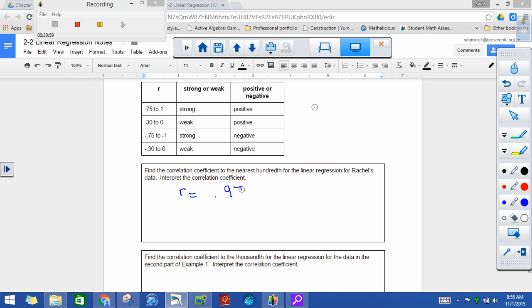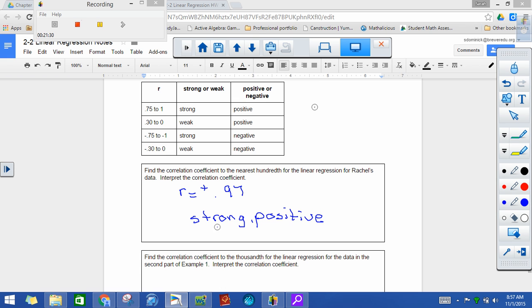So you need two pieces of information. You need to know if it's positive or negative, and here it's positive. You need to know if it's 0.75 or higher, or is it 0.30 and lower. In this case, you'd be looking here, right? It's higher than 0.75, so it's strong. And it's a positive number, so it's a strong, positive correlation.